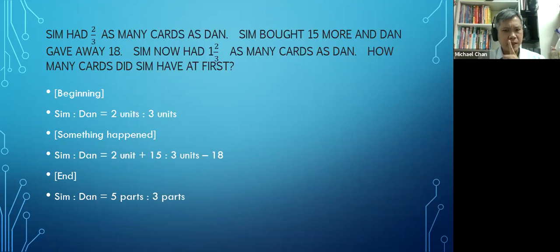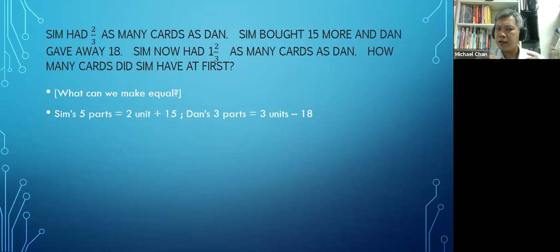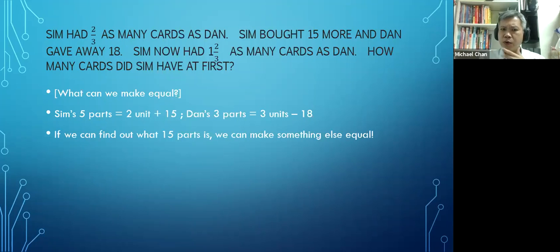Okay, but wait a minute. What did we notice? Can we say that there's something we can make equal? Can we say that Sim's 5 parts is actually the same as 2 units plus 15, and Dan's 3 parts is actually 3 units minus 18? They are the same. And once we know they are the same, we also realize something: we are not expressing things in the same parts. So if we can find out what 15 parts is, we can also make something else equal.